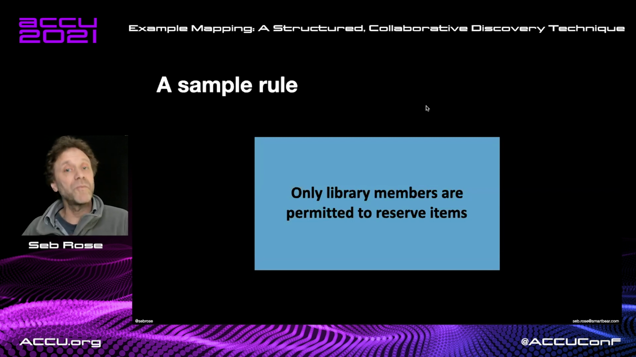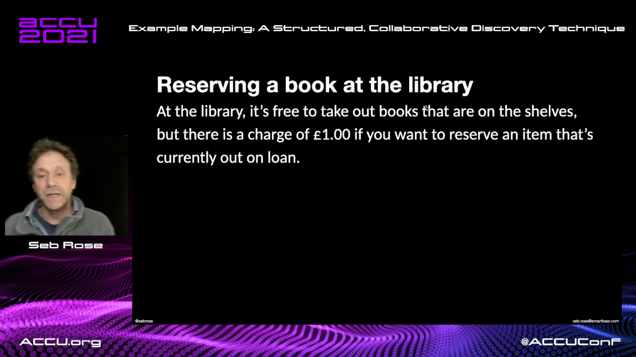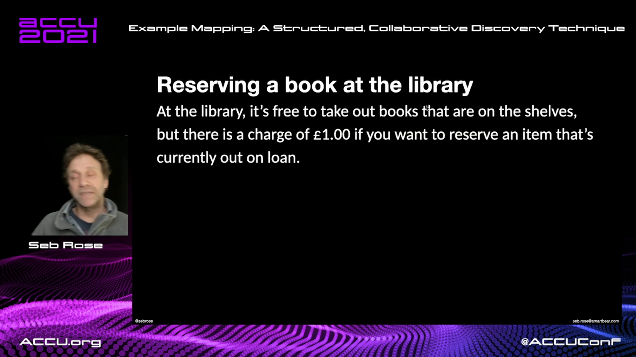And it's pretty loose. What's a library member? How can they reserve items? How many items can they reserve? There are many extra pieces of detail that you, as someone who wanted to implement functionality to support this rule, would need to have. So I'm going to take a specific example here.